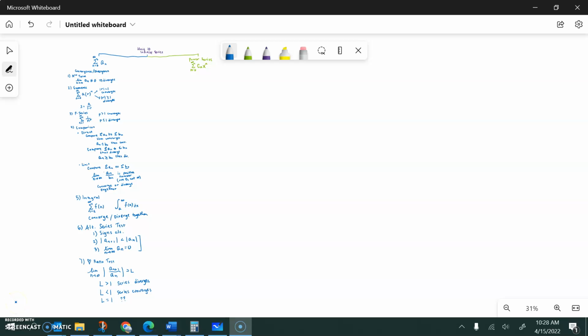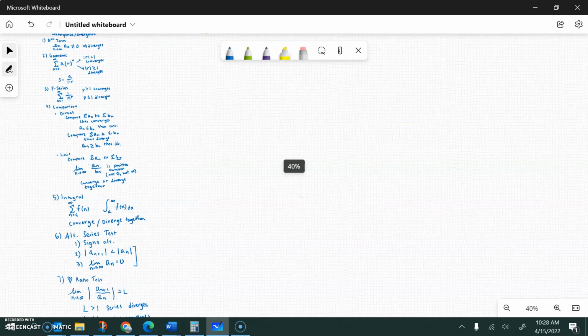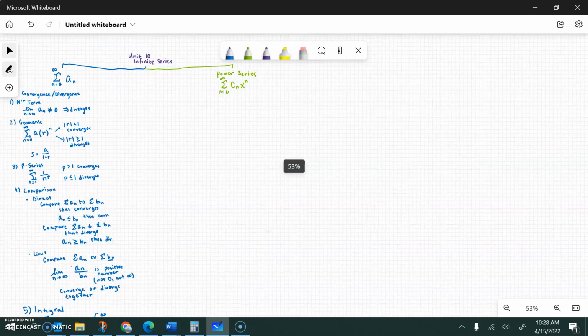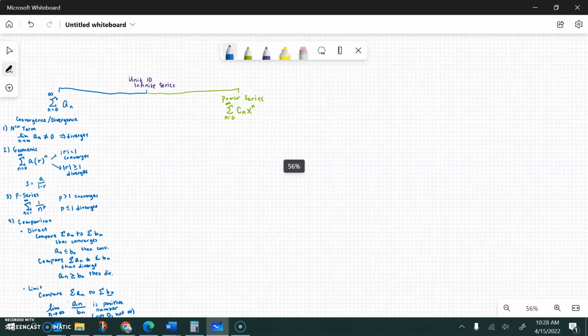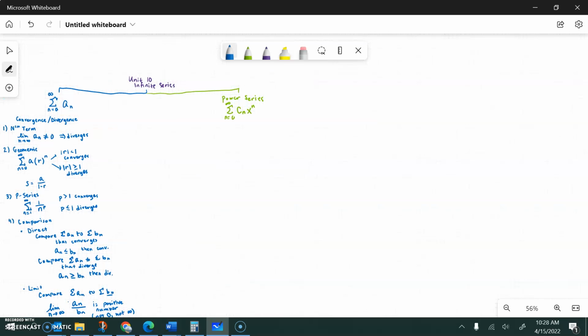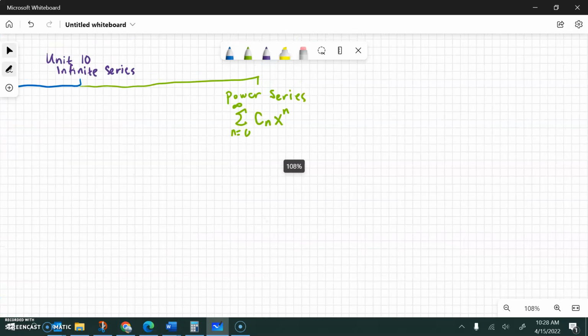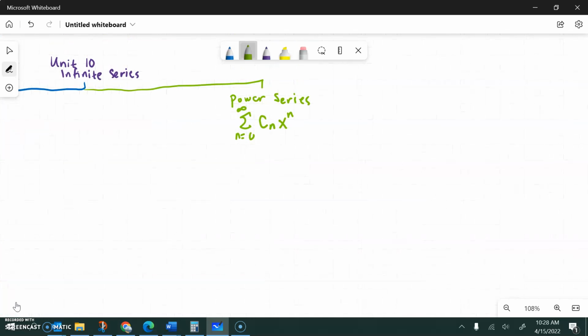Okay, we talked in the last video about the first half of this chapter, which is about convergence. The second half of the chapter is about introducing the idea of power series. Power series are still infinite series, but they have x's in them, so they have a variable within the series.